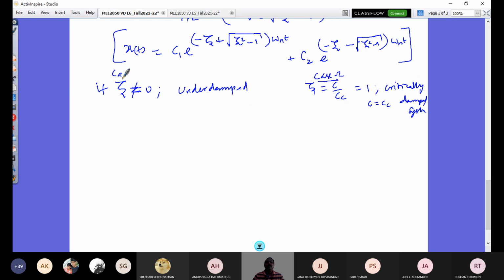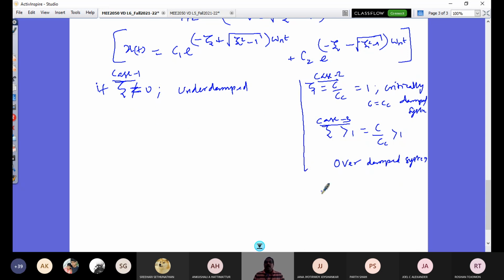This is case 1. So you can also have C by Cc greater than 1. So you can have zeta value greater than 1. That means C by Cc is going to be greater than 1. And at that time it's called the overdamped system. So this is case 3. So let us now keep them aside and look at case 1.